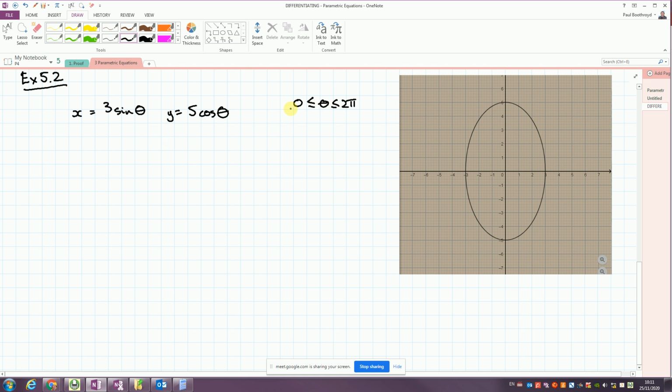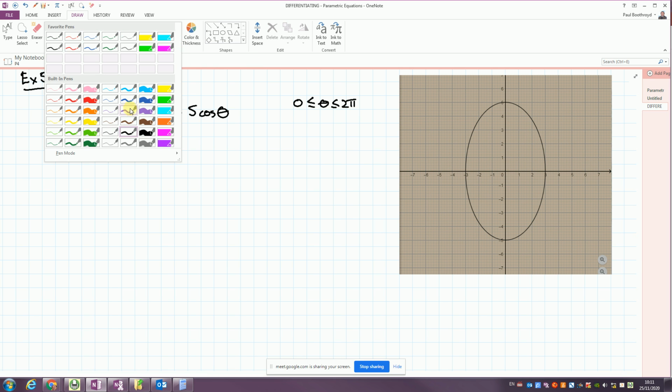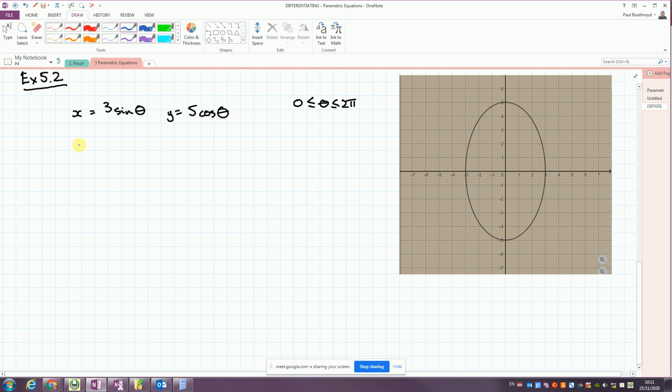And they want to find out about the normal. Well, first of all, let's find out about some other points, and then we'll talk about the example they're doing. So the first part is we need the gradient of this line. So what's dx d theta? So we differentiate that and we get 3 cos theta, differentiate the y, and we get minus 5 sine theta.